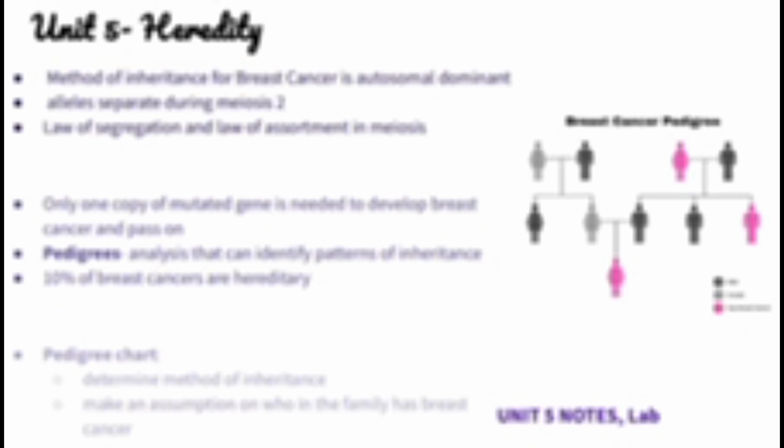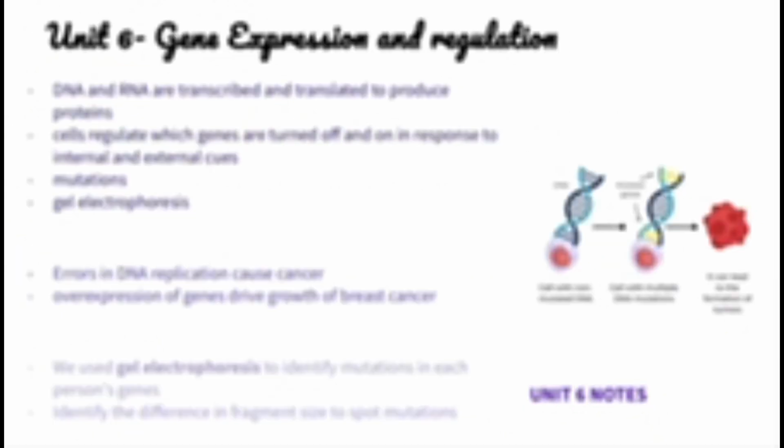And we used a pedigree chart to help determine who potentially has breast cancer based on the pattern of inheritance, which is autosomal dominant, and made an assumption on who in the family has breast cancer before we went to gel electrophoresis. Okay, next is Unit 6, Gene Expression and Regulation.